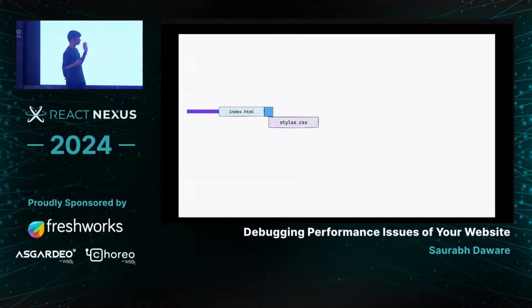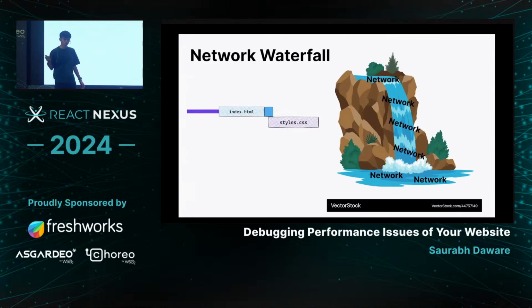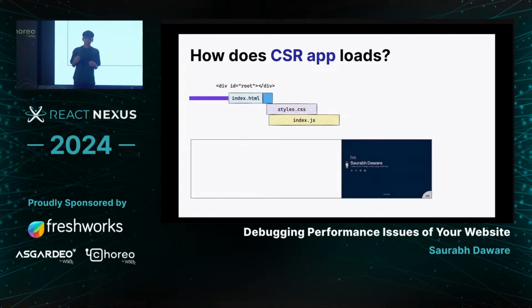This diagram is probably going to be the most important one. This is something that we're going to talk about a lot. You'll probably see this in every slide from now. And we call this diagram a network waterfall. It's a waterfall of requests that happen when you're loading the website. Let's see what are some red flags in the network waterfall.